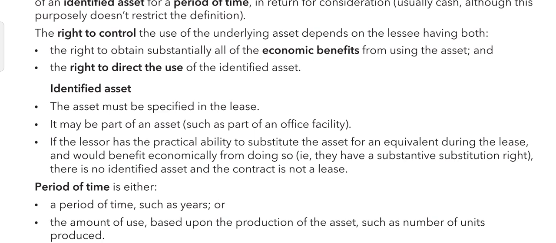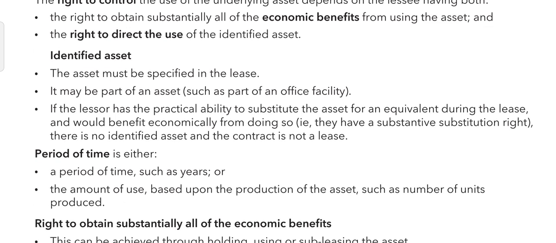The right to control the use of the underlying asset depends on the lessee having both the right to obtain substantially all of the economic benefits from using the asset, as I said earlier, economic benefits, so the lessee gets the economic benefit from the asset, and the right to direct the use of the identified asset.